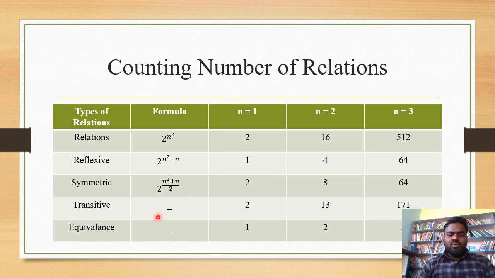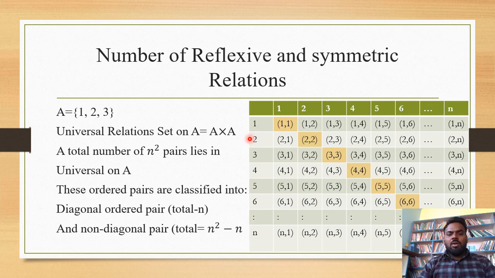Next one is for transitive and equivalence. There is no general formula for this one, so you can pause the video and see this. Now let's move on to the next topic. The topic is the number of reflexive and symmetric relations. Let me show you through one example.